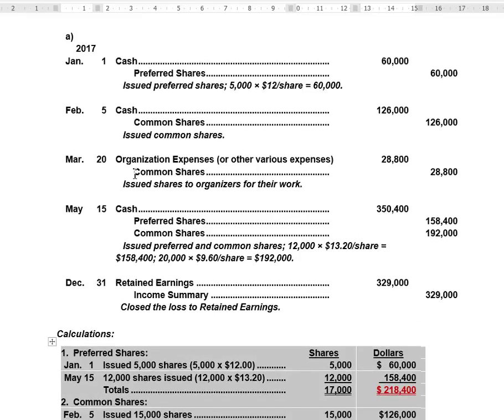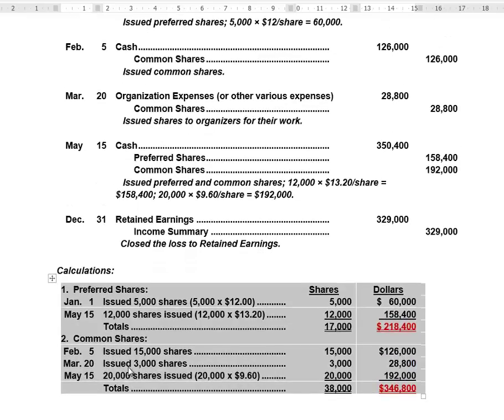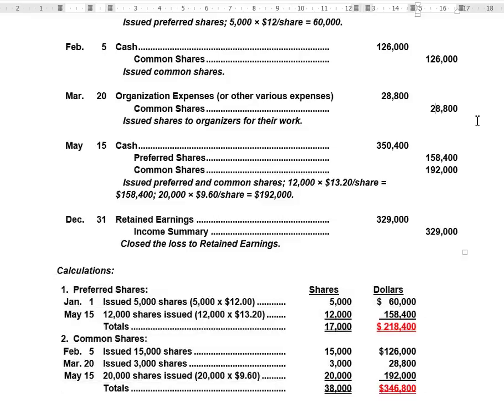On the 20th, what did we do? We issued shares, but we didn't get cash for them. We received services from the organizers of the corporation. So remember, that's an organization cost or an expense. So we debit organization expense and we credit common shares for $28,800. Now we know in that particular example, it says that we issued 3,000 shares based on the value of the services we received, or the value of the shares, I should say, and that's $28,800. So we credit our common shares for $28,800 and debit, in this case, not cash, but organization expense.